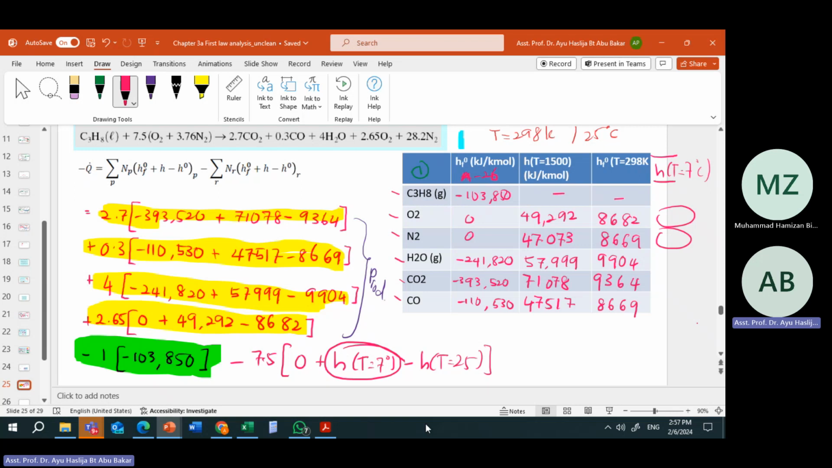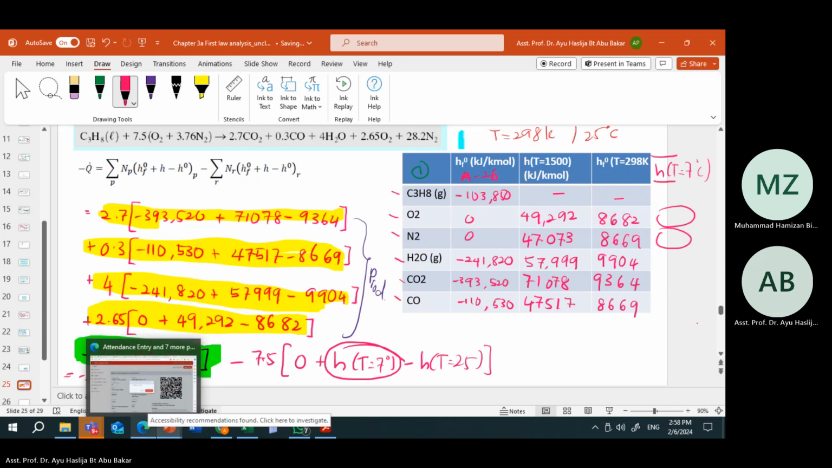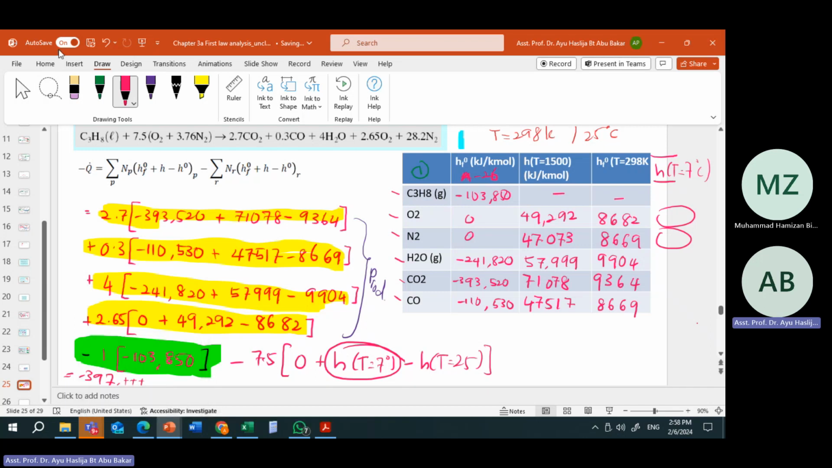Tapi macam lari sikit. 397. 397 dapat. Kita 397 something lah. Okay. Hopefully there. Negatif kan? Negatif. Dengan 7 plus. Okay. Then the unit has to be kilojoule per kmol.